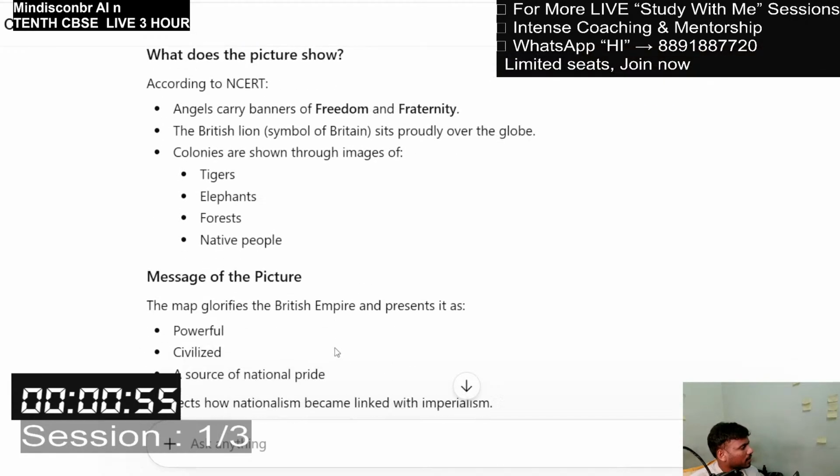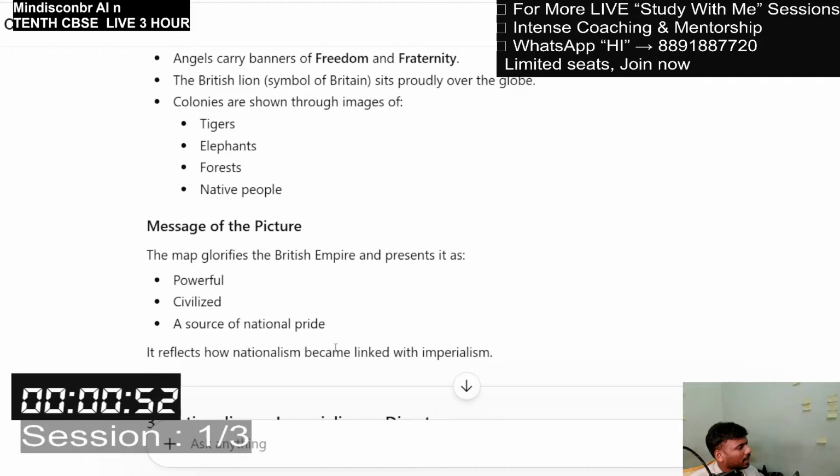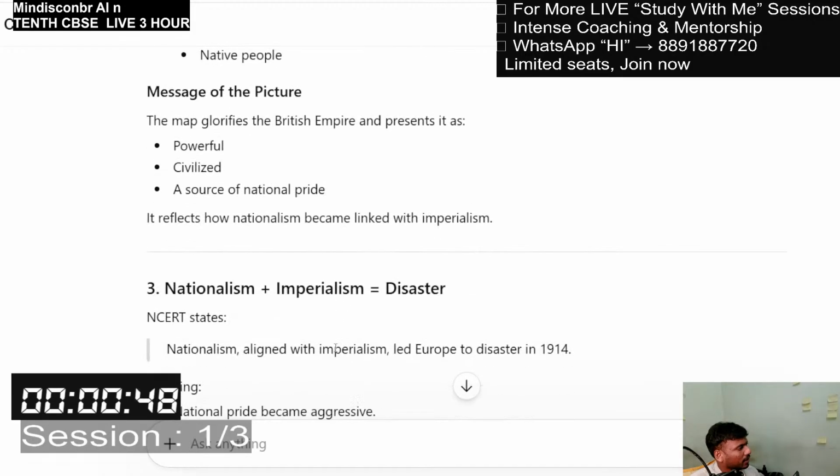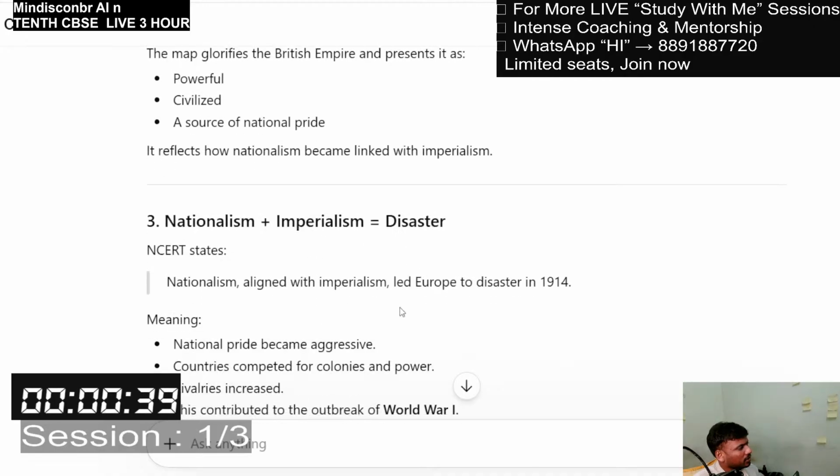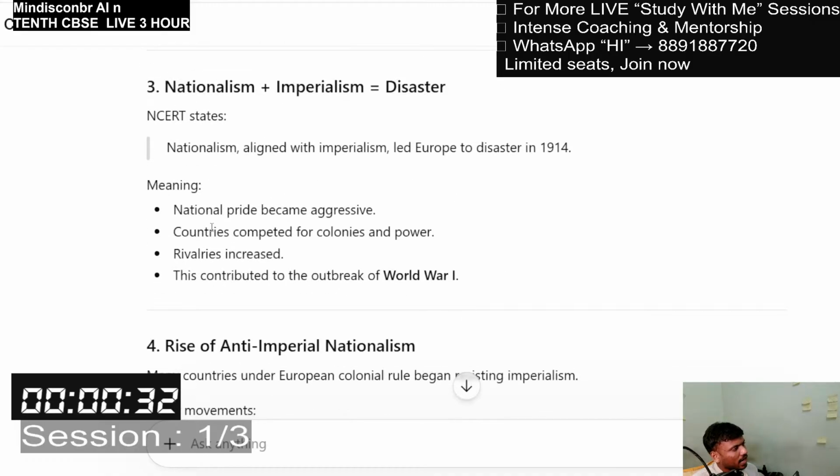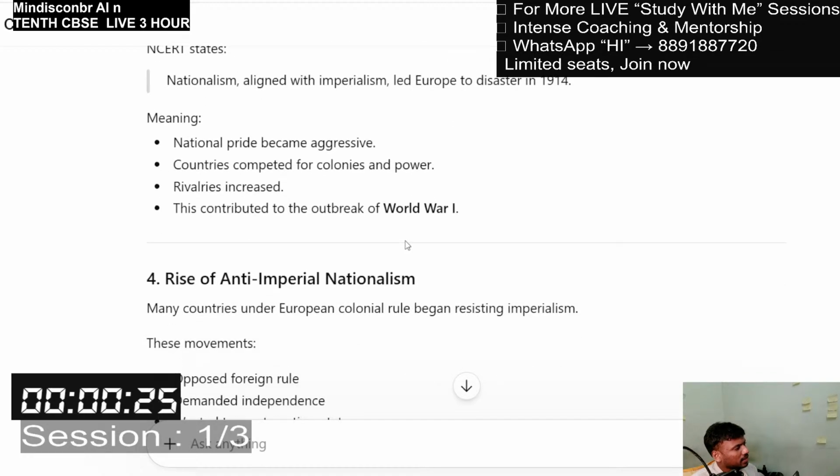Message of the picture: the map glorifies the British Empire and presents it as powerful, civilized, and a source of national pride. It reflects how nationalism became linked with imperialism. Nationalism plus imperialism is equal to disaster. NCERT states nationalism aligned with imperialism led Europe to disaster in 1914, meaning national pride became aggressive, countries competed for colonies and power, and rivalries increased. This continued to the outbreak of World War I.